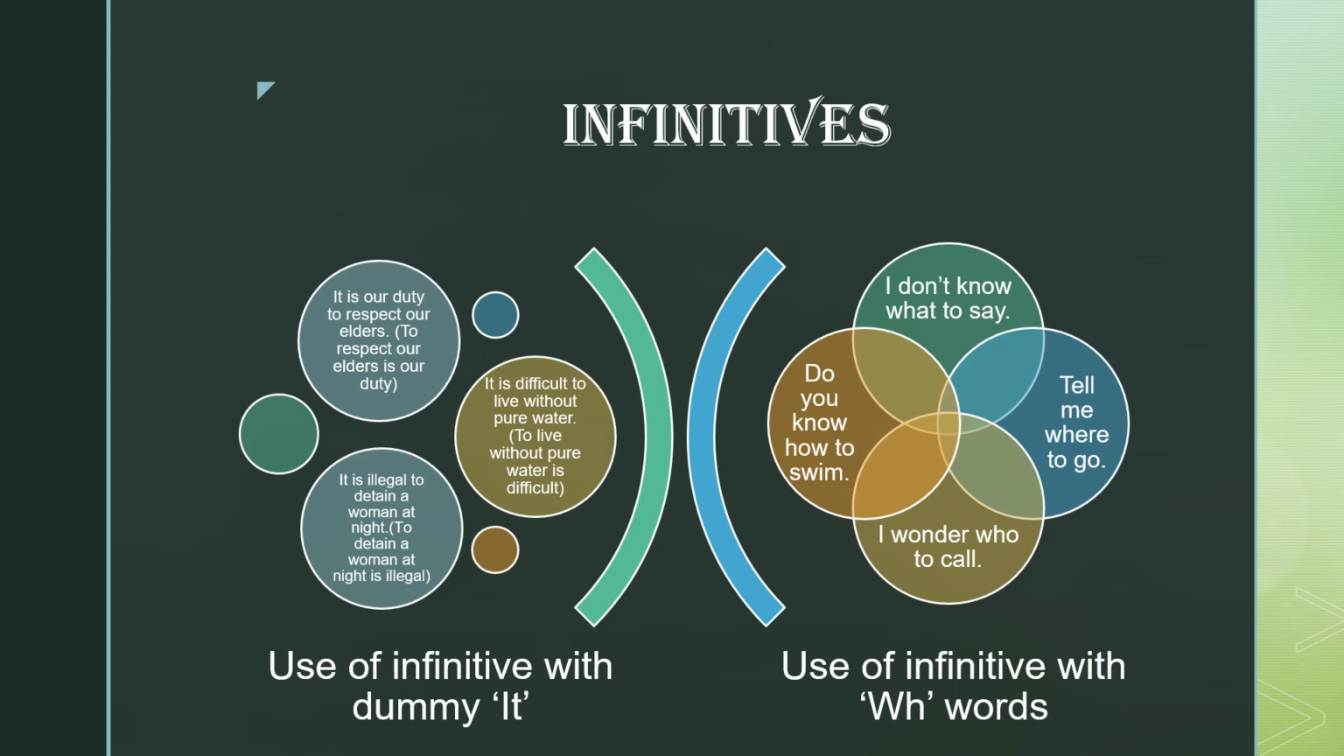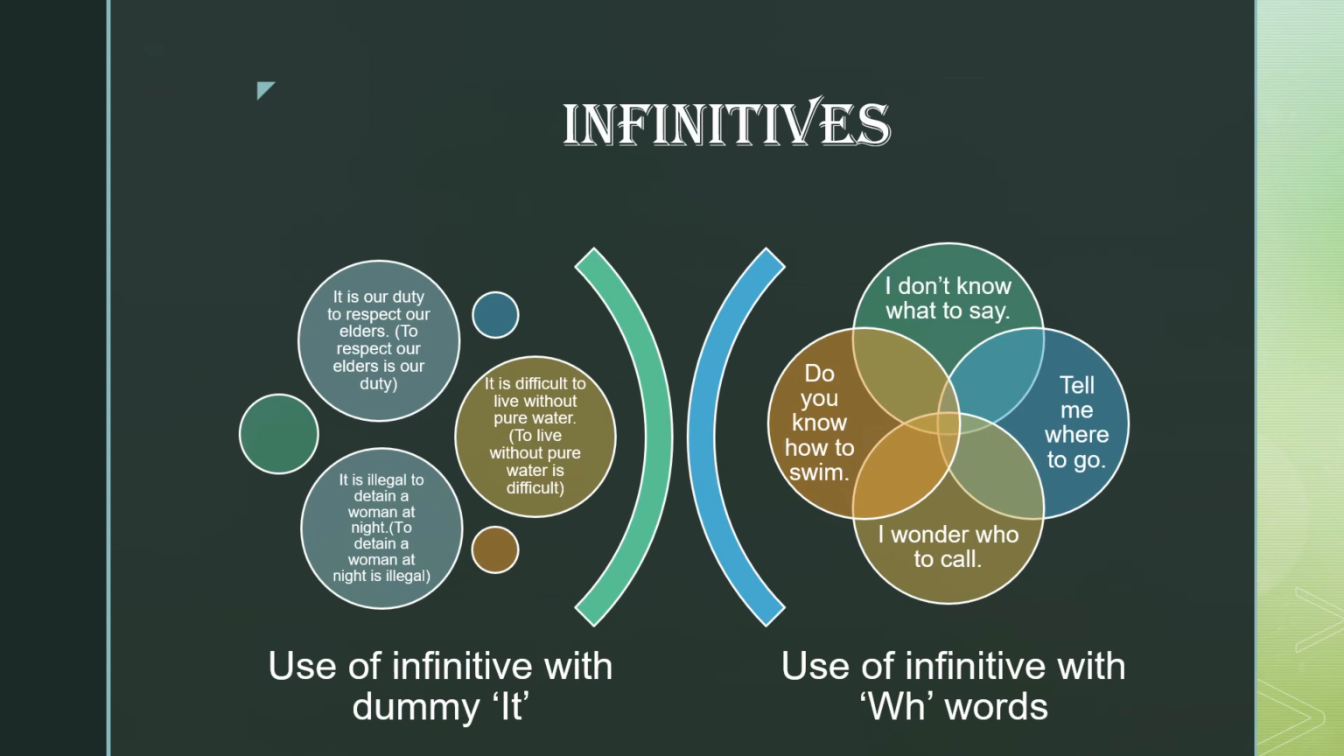Then, it is illegal to detain a woman at night. I can reframe it as: to detain a woman at night is illegal. If I choose to use "it", it'll be "it is illegal", and with it I will be using the infinitive to detain.